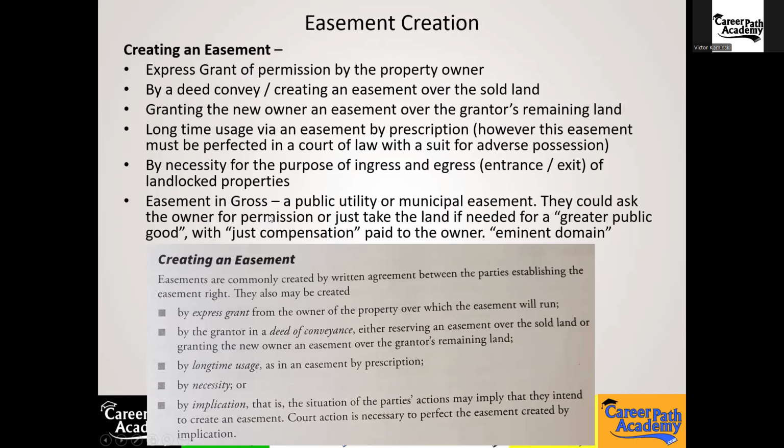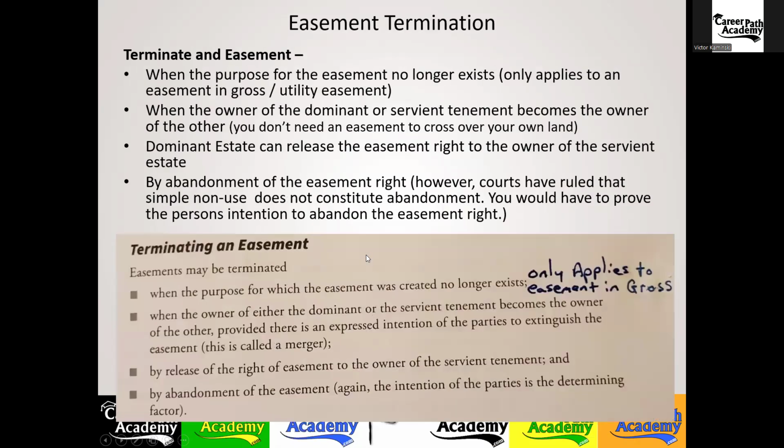Now, when they create an easement in gross, they could ask the owner for permission, or they could just take the land if it's needed for a greater good with just compensation paid to the owner using eminent domain. How do you terminate an easement? Well, when the purpose for the easement no longer exists. That only applies to an easement in gross, though.